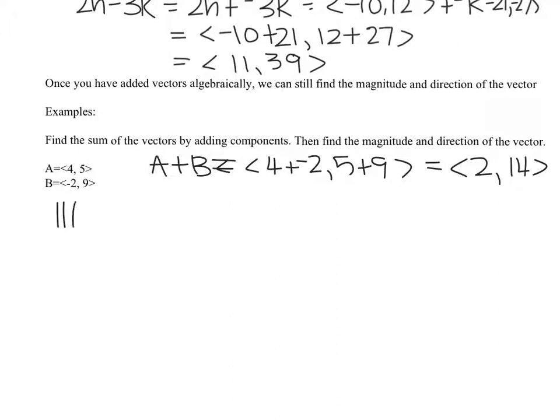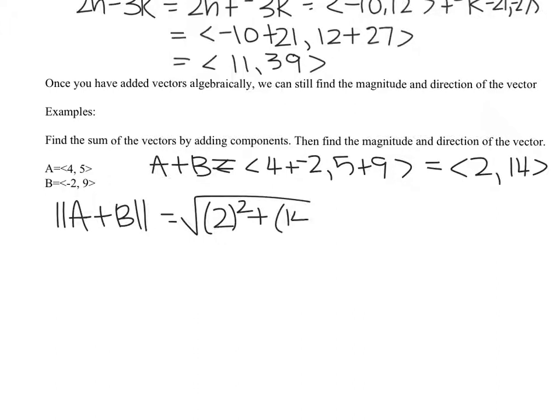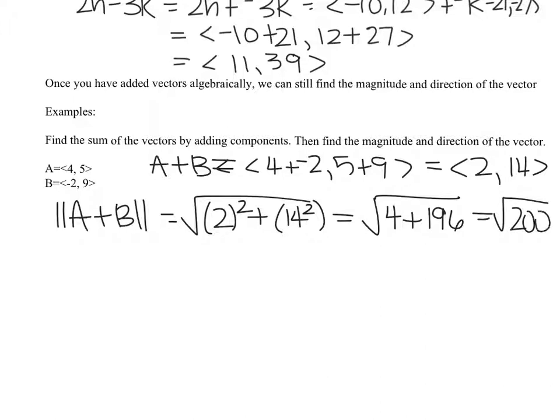So now we want to find the magnitude of a plus b. So that's just the square root of my x coordinate squared plus the y coordinate squared. So we get the square root of 2 squared plus 14 squared, which becomes the square root of 4 plus 196, which becomes the square root of 200. Now we cannot take the square root of 200, but we can simplify it, and it's going to become 10 radical 2.